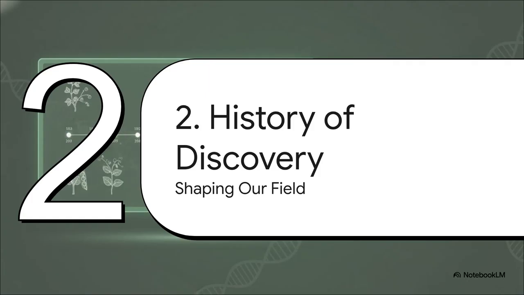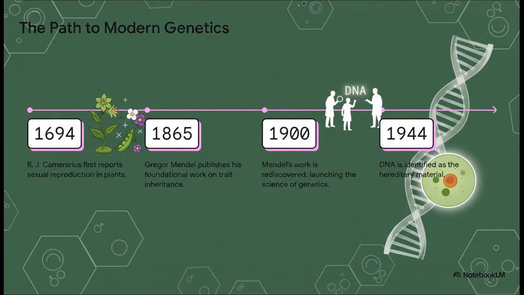Okay, with that foundation set, let's take a step back in time. On to our second section, a history of discovery. You know, to really understand where genetics is today, and more importantly, where it's going, we've got to look back at the key milestones that got us here. Our modern understanding didn't just pop up out of nowhere. It started way back in 1694 with early observations from guys like Camerarius, who first realized that plants reproduce sexually.